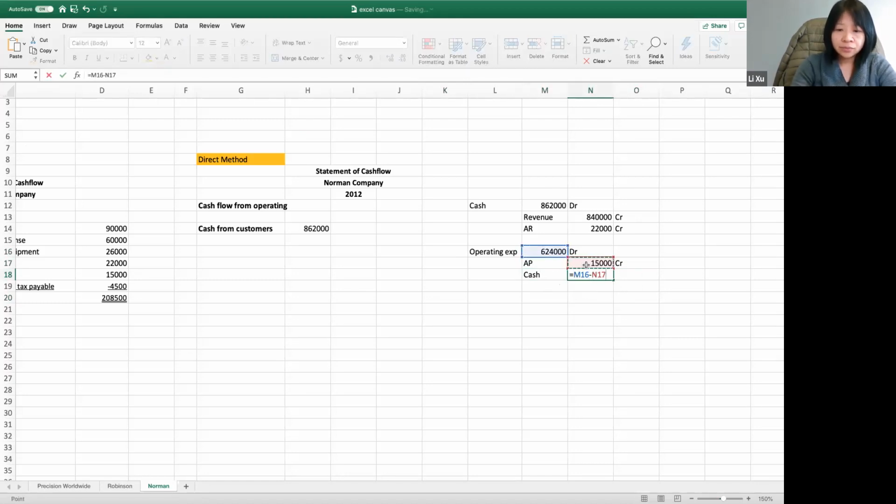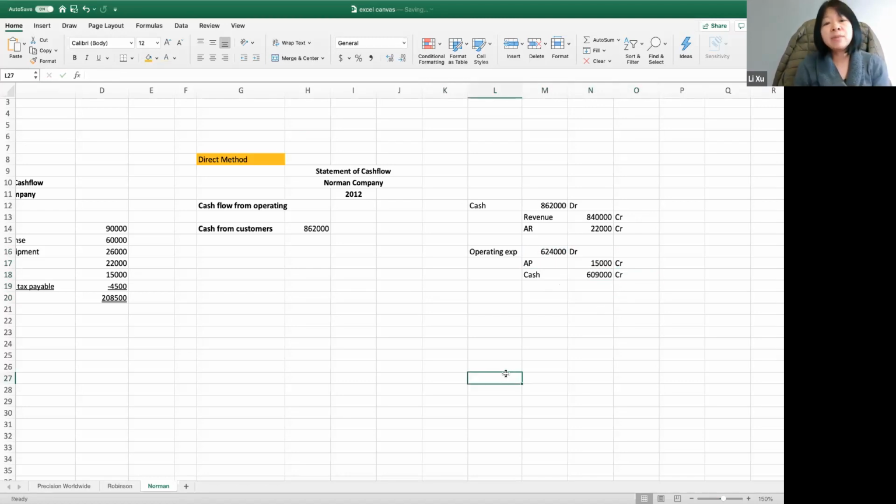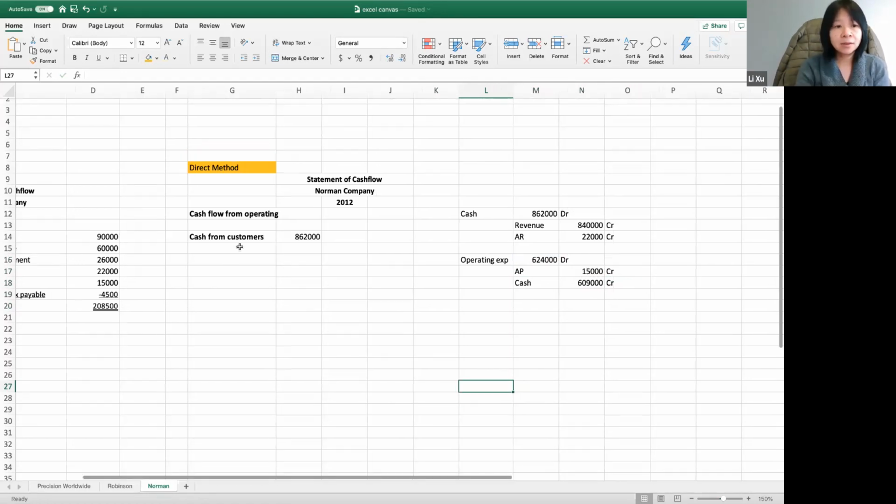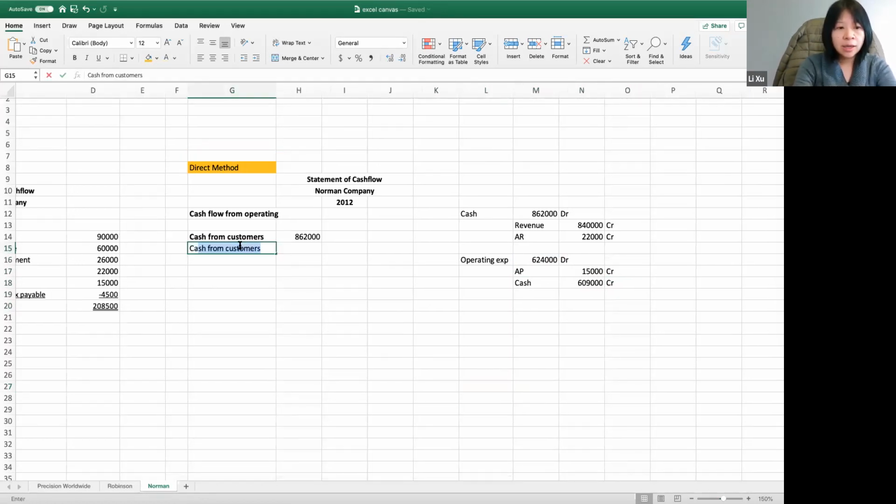All right, every time just remind yourself: for an income statement account, use exactly what you have on the income statement. For a balance sheet account, always use the change. Okay? So here that gives you cash paid for operating expenses.